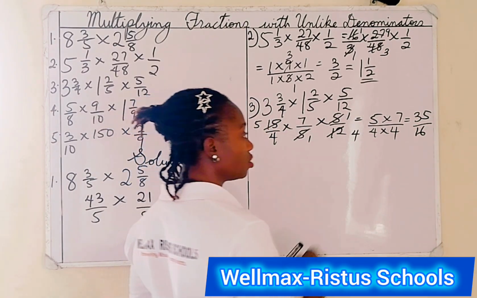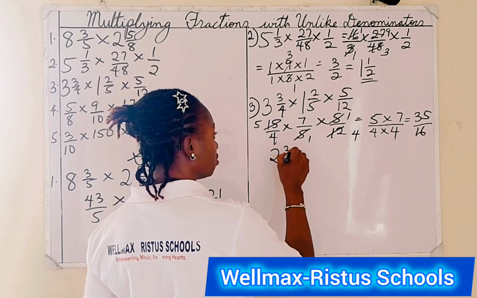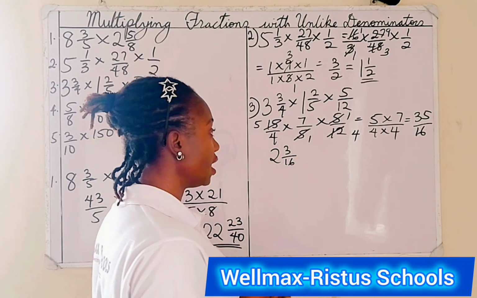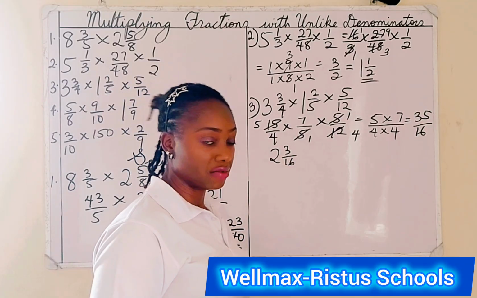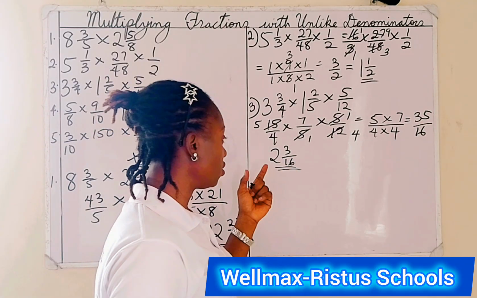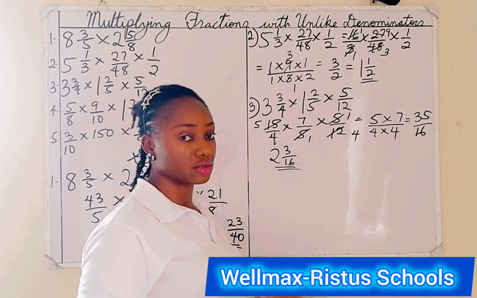How many times will 16 go into 35? It goes 2 times, remainder 3 over 16, because 16 times 2 is 32, and 32 plus 3 is 35. So this is the final answer for question 3: 2 whole number 3 over 16. And we cannot reduce this fraction because 3 cannot go into 16.